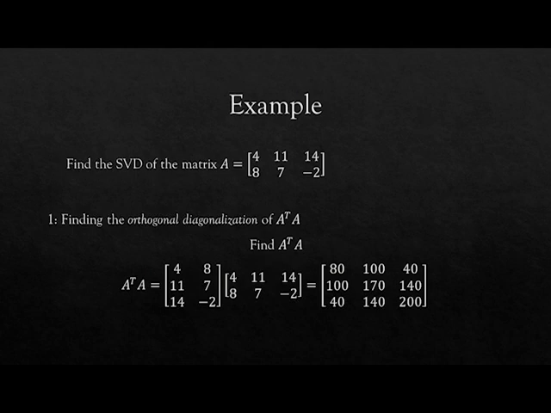For an example, we can find the singular value decomposition of the 2 by 3 matrix A containing the values 4, 8, 11, 7, 14, negative 2. The first step to this would be finding the orthogonal diagonalization of A transpose A. The matrix A transpose A is equal to 80, 100, 40, 100, 170, 140, 40, 140, 200.